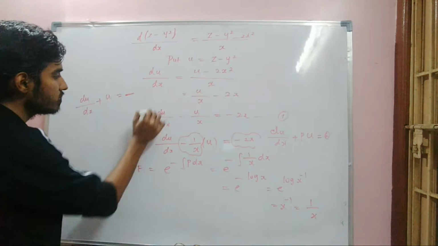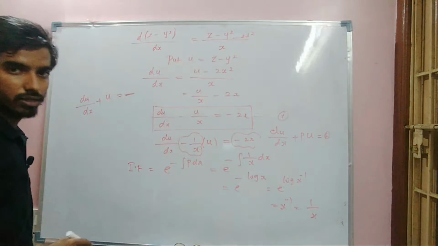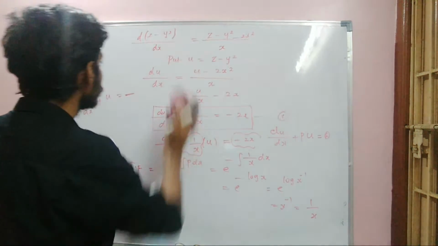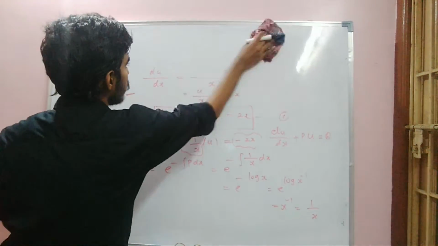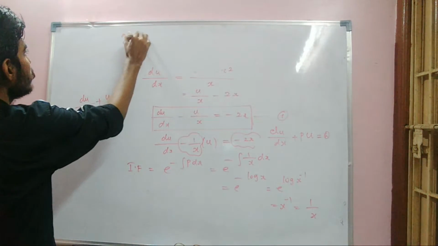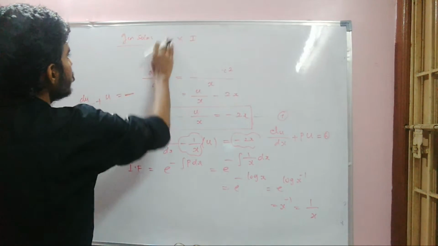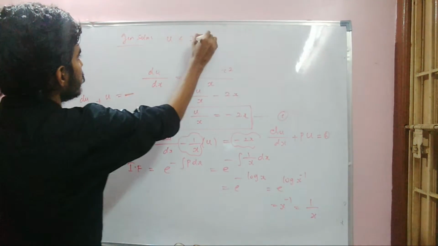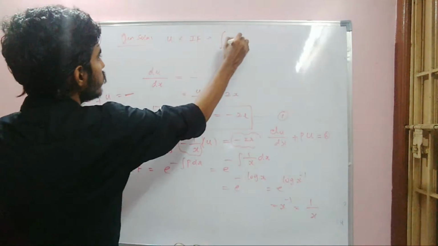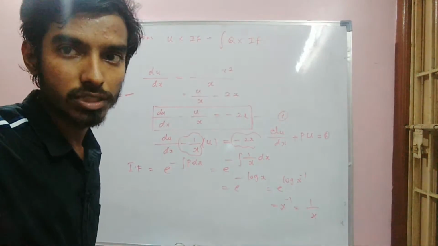So what we are doing is solving this ODE to get the solution. This is the only problem in this one, that's why I did this in the last problem. So after finding the integrating factor, we need to find the general solution. The general solution is u into the integrating factor is equal to the integral of q into the integrating factor. This is the formula for the general solution, right?